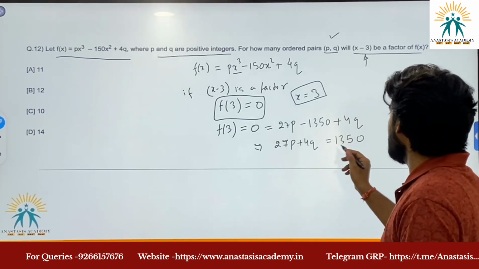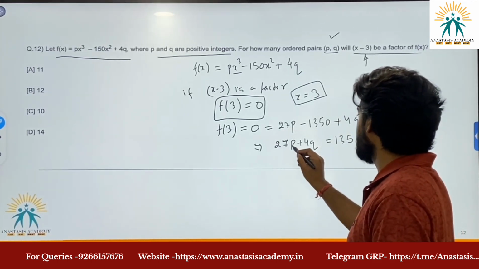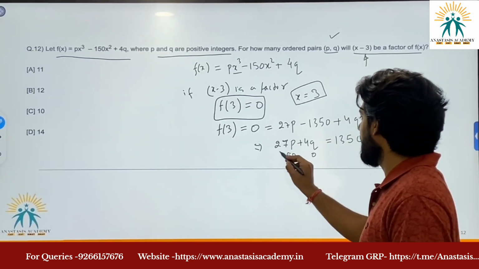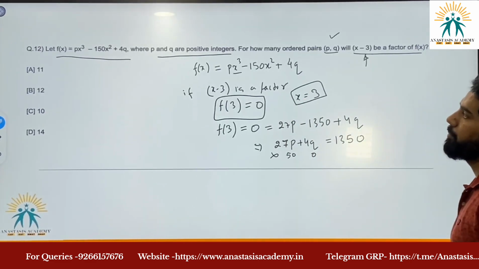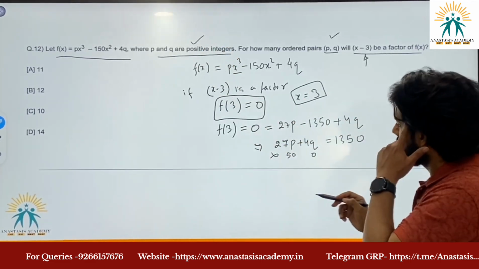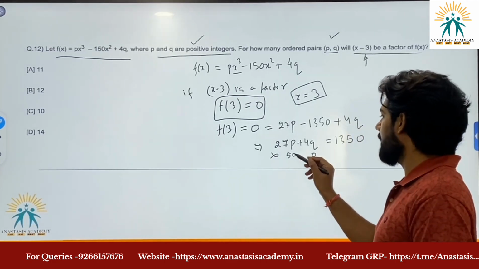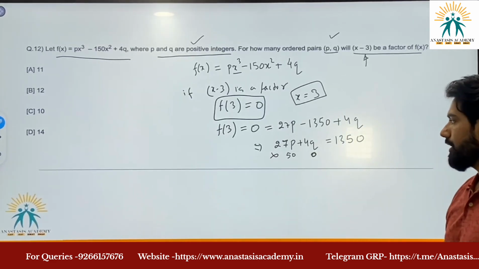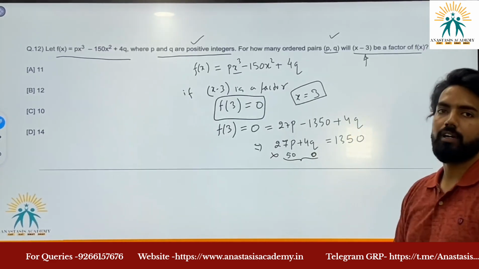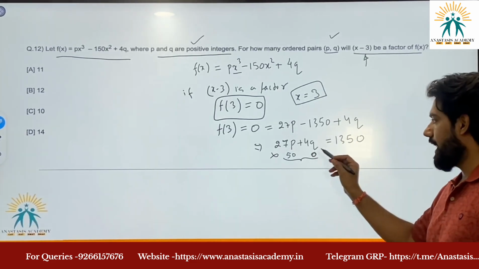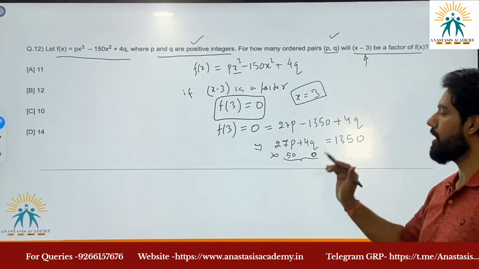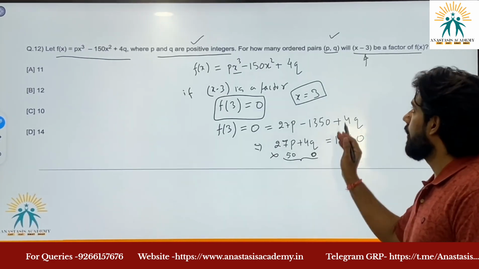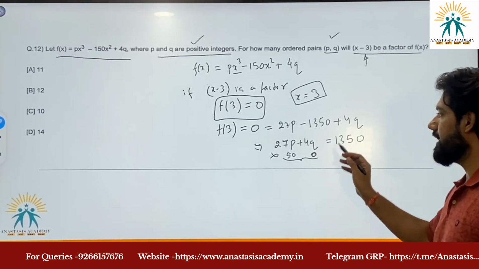From here I can find that when q is 0, p takes the value 50, since 27 times 50 is 1350. But this case is not possible because p and q have to be positive integers. I placed q equal to 0 only to easily get one ordered pair for this equation, and I will not include this solution. But now it is very easy to calculate all other ordered pairs of p and q, because it's a linear equation in two variables.